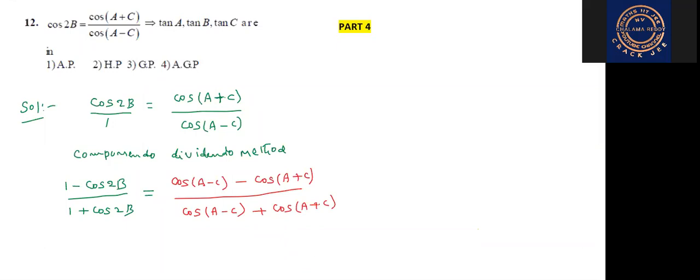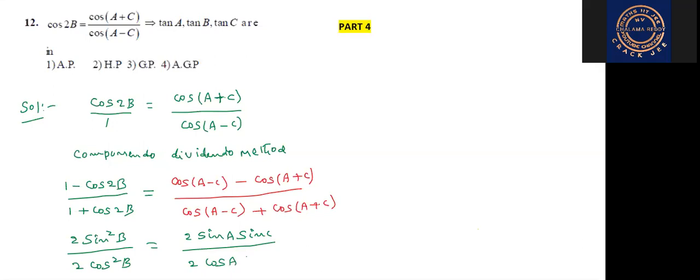See the left hand side: 1 minus cos 2b, formula 2 sine square b; 1 plus cos 2b, formula 2 cos square b. And the right hand side: cos of a minus c minus cos of a plus c, that is 2 sin a sin c, divided by the denominator cos of a minus c plus cos of a plus c, that is 2 cos a cos c. Here 2 cancels, here also 2 cancels.